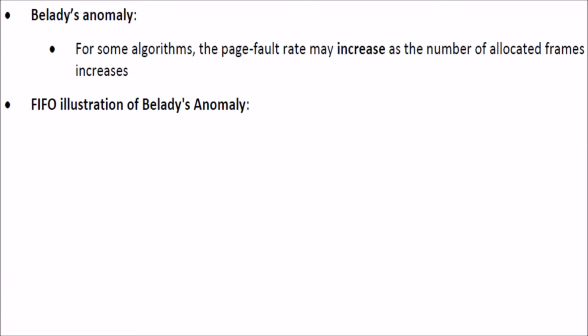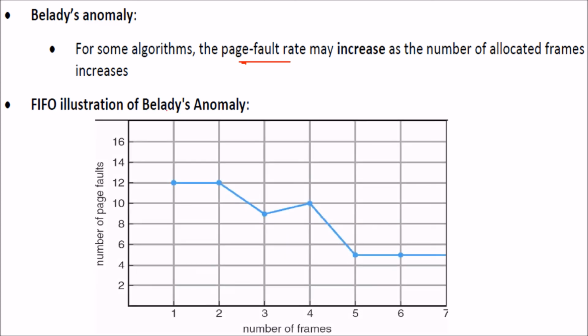So there is a Belady's anomaly. Belady's anomaly is when you increase the frame size. If you increase the frame size, it is obvious that the page faults should decrease, but this is not the case. Just see this illustration. When we increase the number of frames, here the number of page faults has increased. This is the number of frames, 3, and this is 4, so it has increased. This is called the Belady's anomaly.